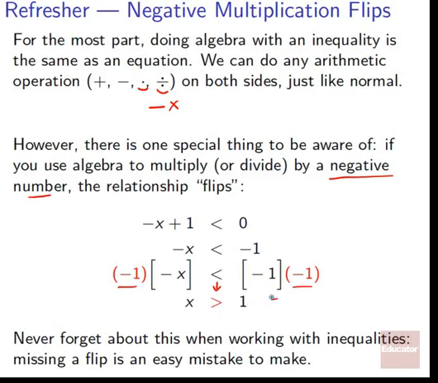Notice that we can also get the same thing as we have here if we just added x to both sides. If we'd had plus x and plus x, we would have had 1 is less than x, which is equivalent to saying x is greater than 1. They're just the same statement, two different ways of saying it.